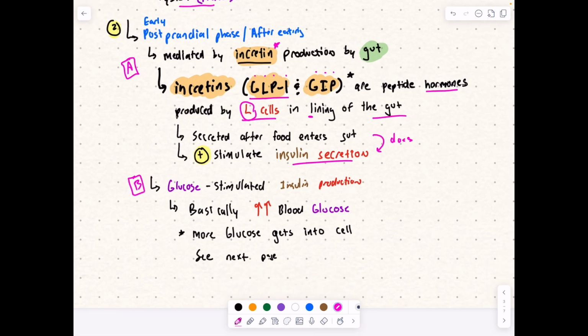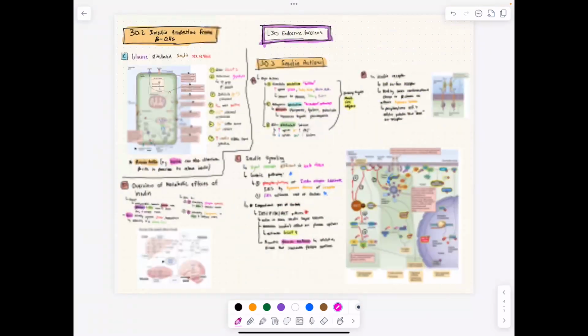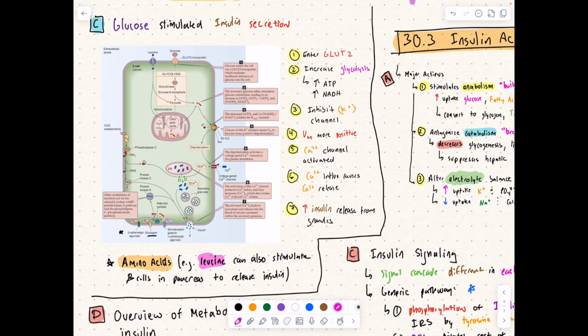So this is like food in the gut causing incretin to be secreted by L cells, which stimulate the beta cells in the pancreas. Then you also just have pure glucose in the blood, basically high levels of blood glucose, and that's going to stimulate the beta cells to release more insulin. All right, so more on that, glucose-stimulated insulin secretion.